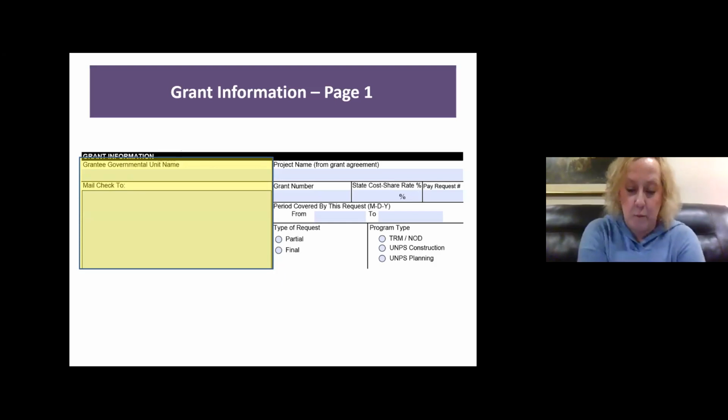So the grant information section contains basic information required from you, essentially identifying the grantee name, the address to which you want your reimbursement check to be mailed.